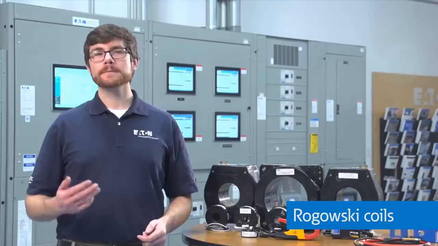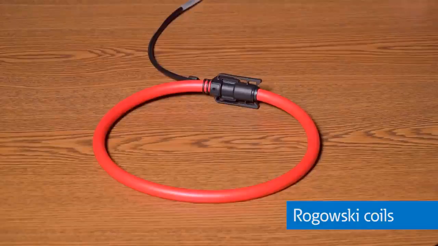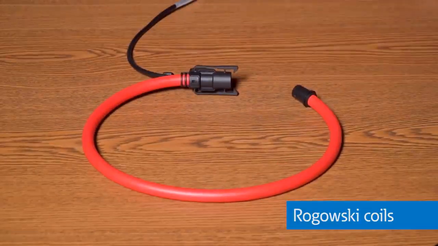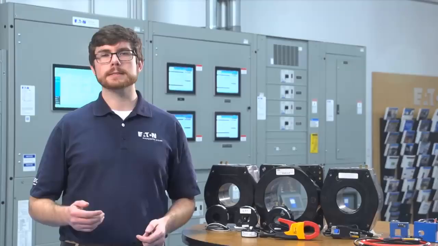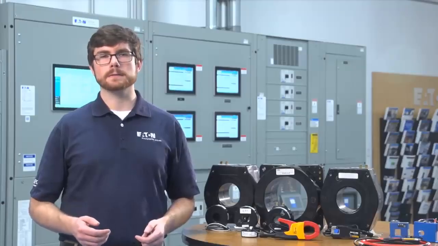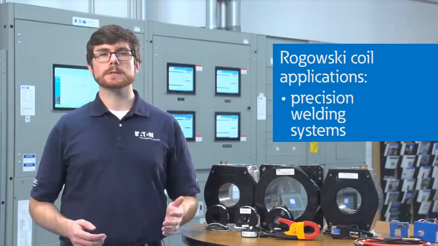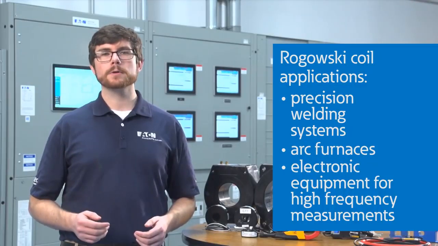Many multimeters utilize a combination of CTs and Hall effect sensors in order to get an accurate current measurement. Finally, Rogowski coils are an open-loop current transformer using an open-air core with a very low inductance that is capable of measuring very fast transient currents and AC currents. Due to the low inductance, the signals a Rogowski coil generate are very small and require amplification and a DC power supply like a Hall effect sensor. Rogowski coils are used for current monitoring in precision welding systems, arc furnaces, and other electronic equipment where high-frequency measurements are required.